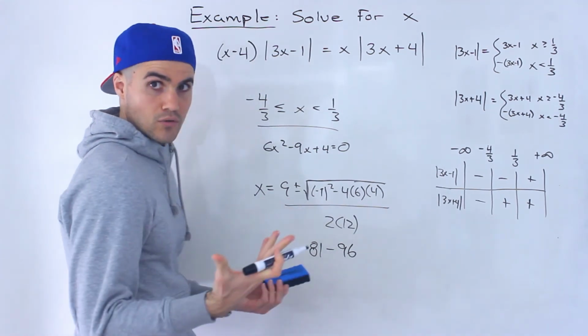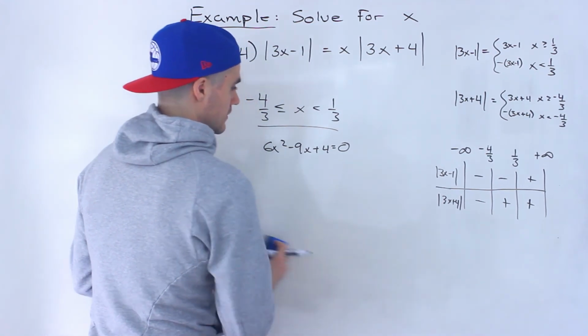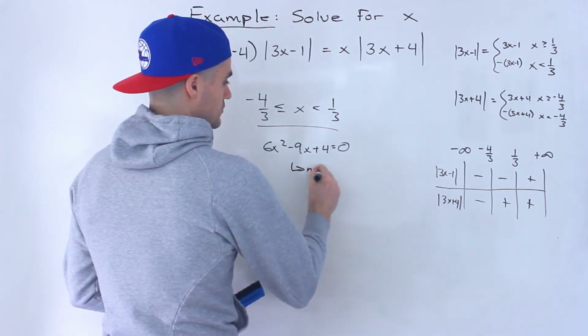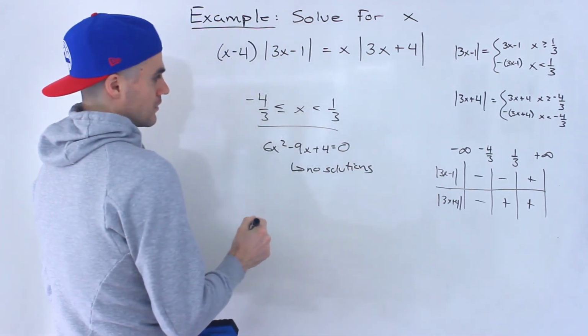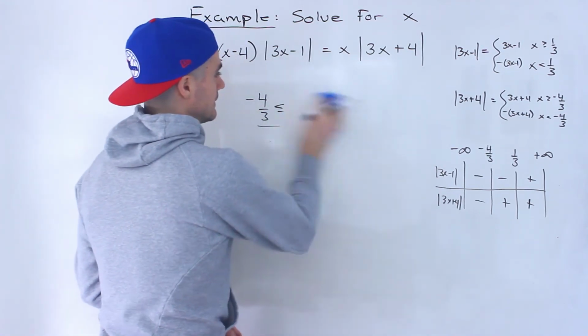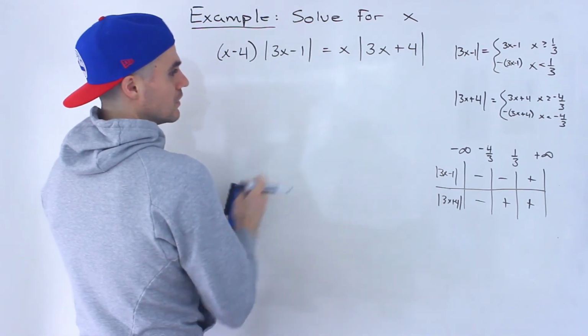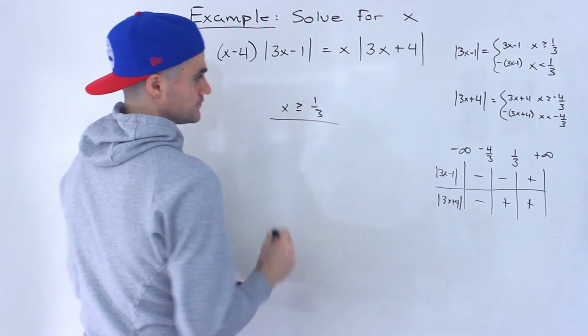Right? So we can't square root a negative number. And so this just has no solutions, this quadratic here. Right? So in this interval, there's just no solutions to worry about. And then finally, the last interval, when x is greater than or equal to 1 over 3.